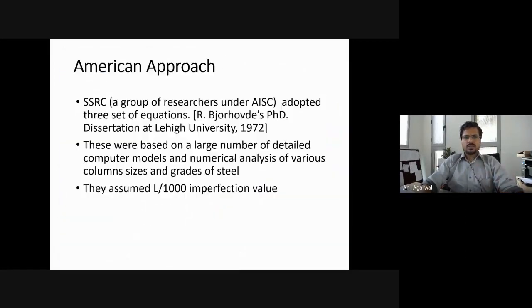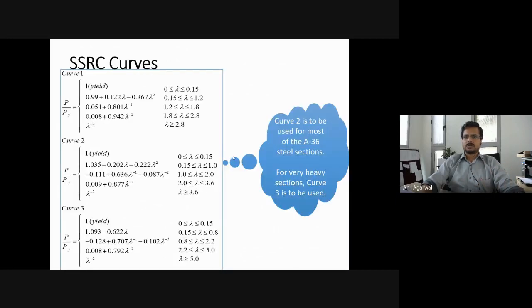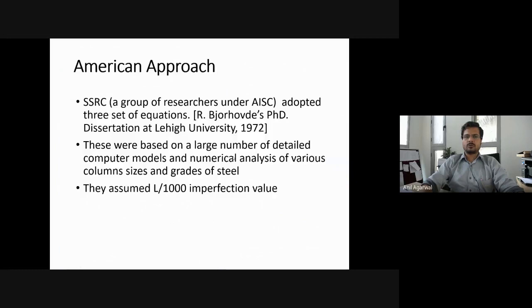Okay. The next few slides are about the American approach. In America, they had done a lot of numerical analysis, and from there these curves were developed. These were developed by Professor Björn Hode. He's a famous scientist in this area. It was in his PhD thesis, and these are adopted in the American code.